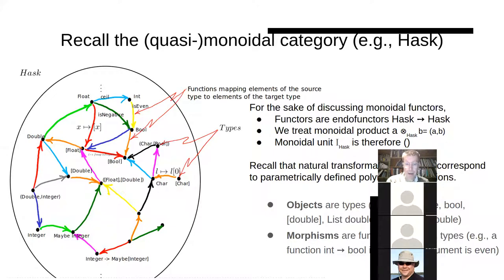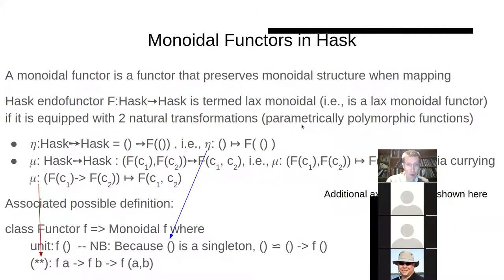Any functor within a Haskell context is an endofunctor. There's nowhere to go but has to. Okay. Just like a functor might lift types into lists of those types. And we're going to have a monoidal functor in Hask if it's equipped with two natural transformations. And as we said, natural transformations in Haskell, through the theorems for free paper, are parametrically polymorphic functions. They're polymorphic functions which don't special case any particular type. That's what I mean by parametric. They apply a rule across the board for all types. Okay.